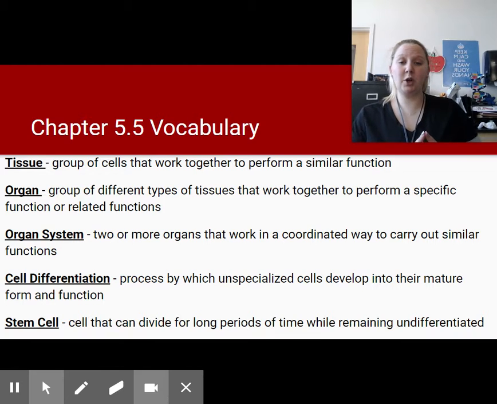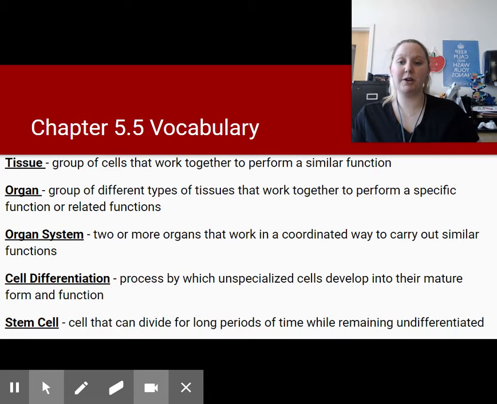Organs are when groups of tissues come together to accomplish a specific goal. They work together to form a specific or related function. Organ systems are when two or more organs work together to accomplish a goal in a coordinated way to carry out a similar function. And then when organ systems come together, they make an organism.